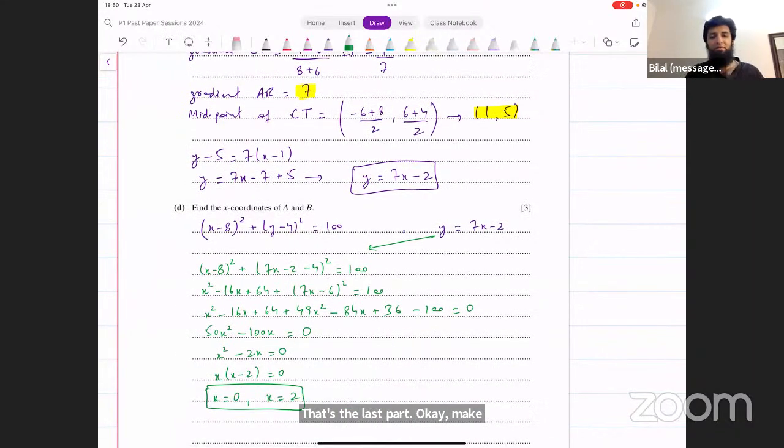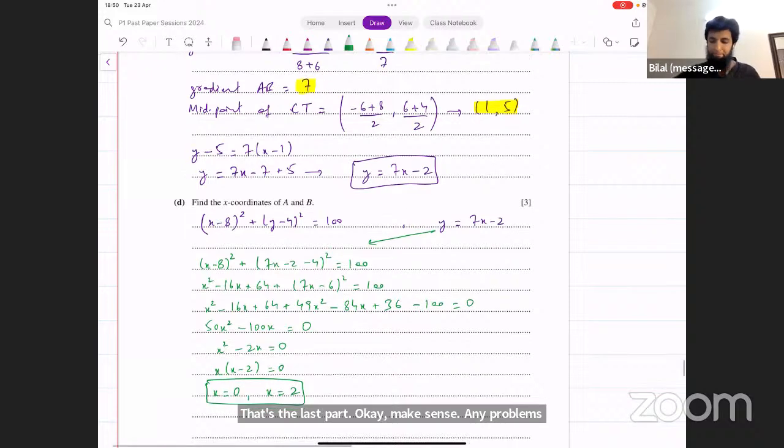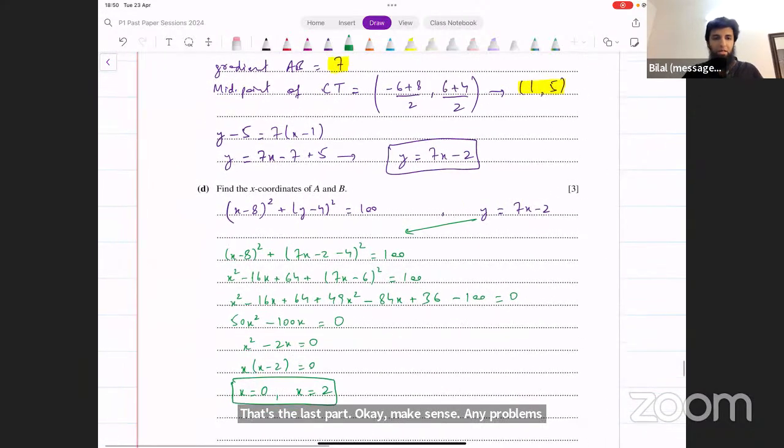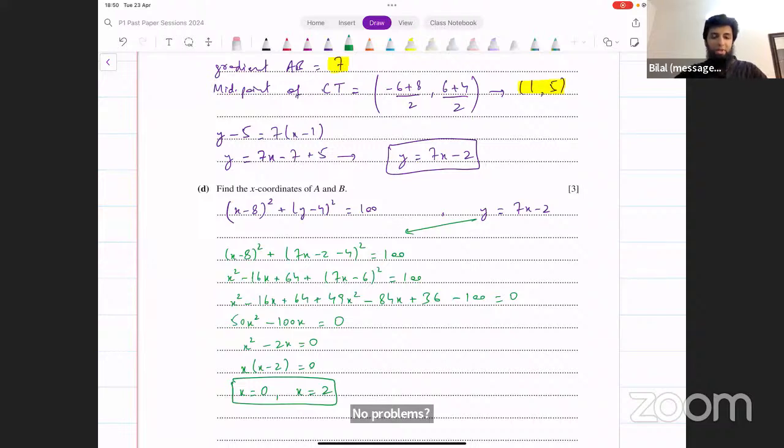Any problems with this? Any questions, anyone? No problems? All right, good. That completes our paper then.